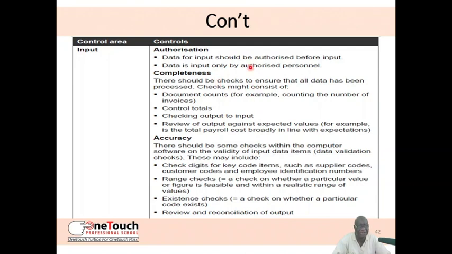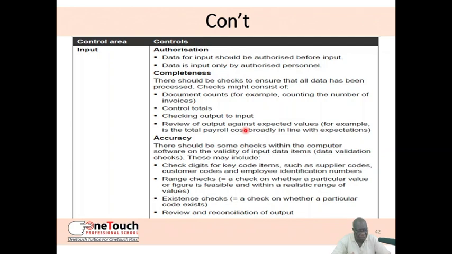Also, as far as completeness is concerned, make sure that there are document counts. How many documents have you processed? There should be control in the system that can tell you at any point that for this particular transaction, 20 PVs were processed. Then control totals. As far as those transactions are concerned, this is the main total. Checking output to inputs. So you check the inputs as far as to what? Output. Review of output against what? Expected values, etc. These are all for completeness.